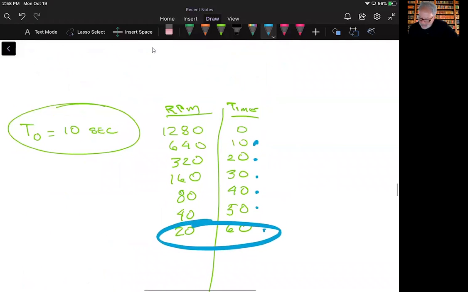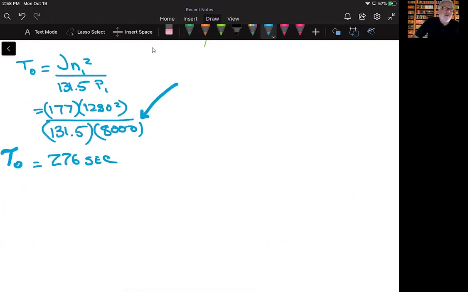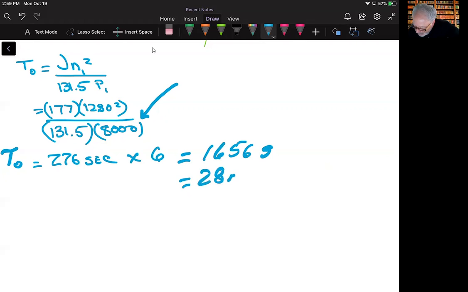Okay, so in the other problem, it took us 1, 2, 3, 4, 5, 6 time constants to reach 20. We could deduce that it would take the same, it's proportional. It's going to act basically the same way, follow the same curve. Just keeping the mathematics at a minimum, that means we would need 6 of these new time constants, which would come out to be 1,656 seconds, and that is about 28 minutes.